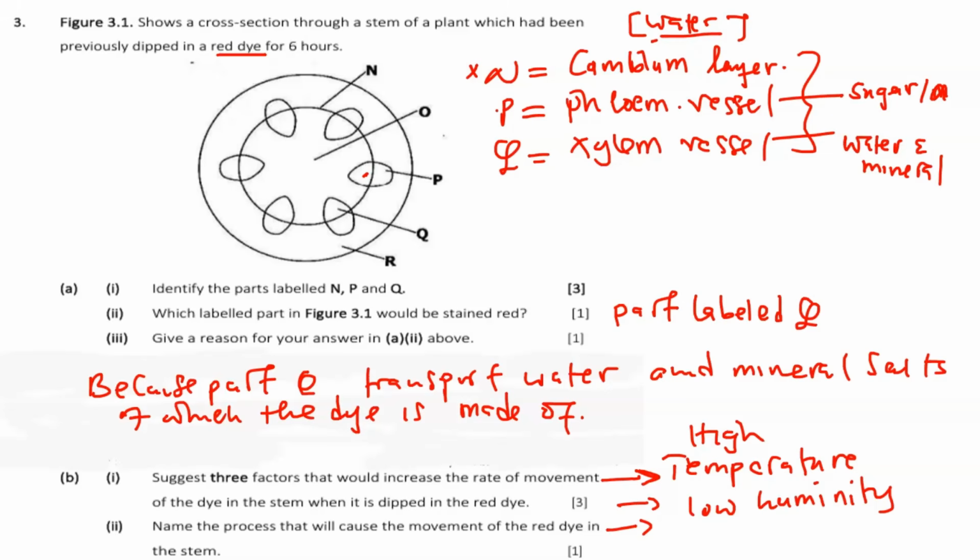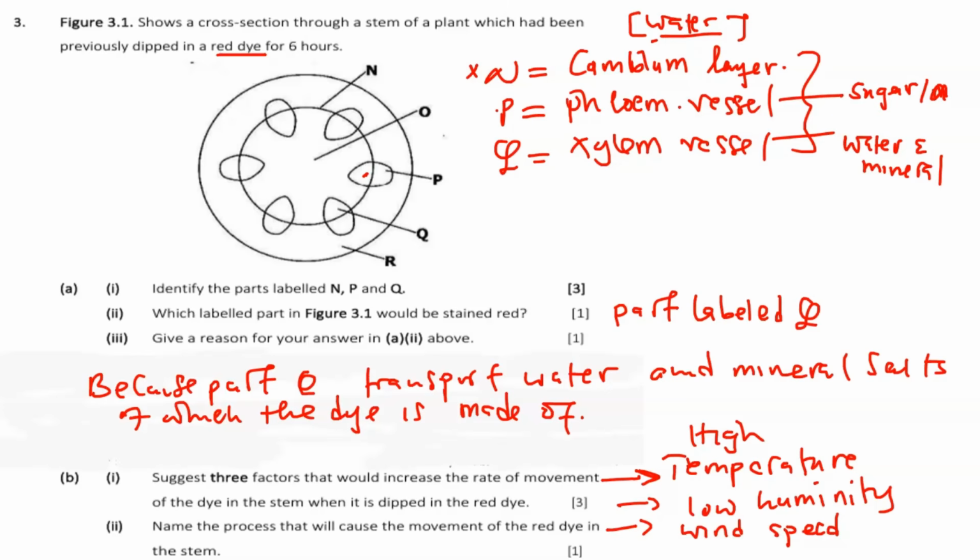Okay, then of course we can look at the wind speed, or the speed of the wind. Now when the wind is high in speed, this process will be fast, so we can say high wind speed is one of the factors that would affect the increase. So these are the three factors that would increase the rate of movement of the dye in the stem when it is dipped into the red dye.